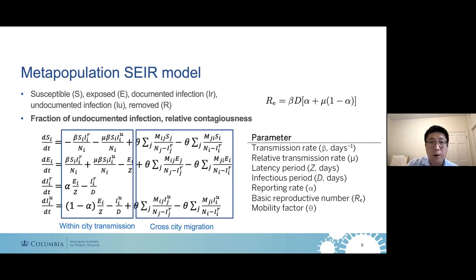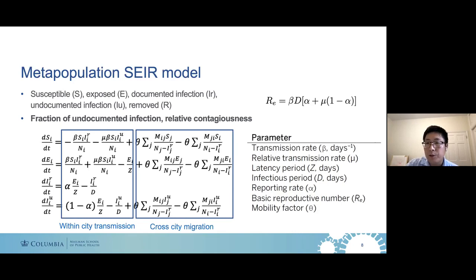So here are the details of this model. The total population is divided into several categories or compartments: susceptible, exposed, documented infection, undocumented infection, and removed. The transition between different compartments is described by a set of differential equations shown here. The terms in the left box represent within-city transmission, and the terms in the right box show the cross-city migration. And in this model, we introduced several parameters for all the cities to keep the model parsimonious.